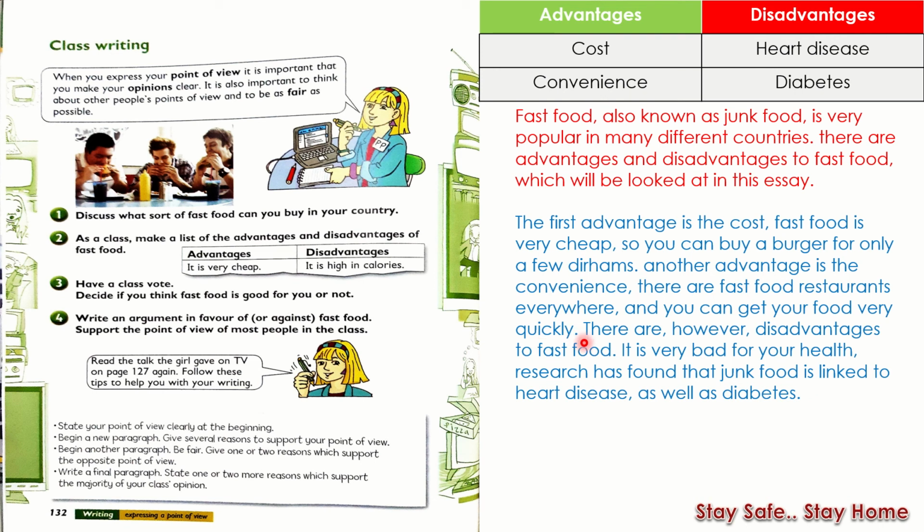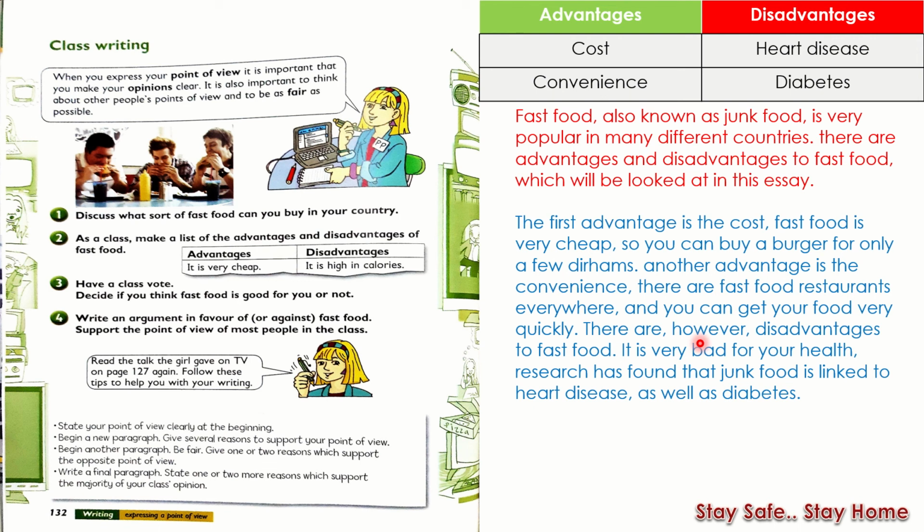Good. Now, I have finished with the cost and the convenience. Now I want to move to the disadvantages. I use some linking words or transition words. There are, however, I used however to show the opposite side. I might say, on the other hand, there are disadvantages. On the other side, there are disadvantages.